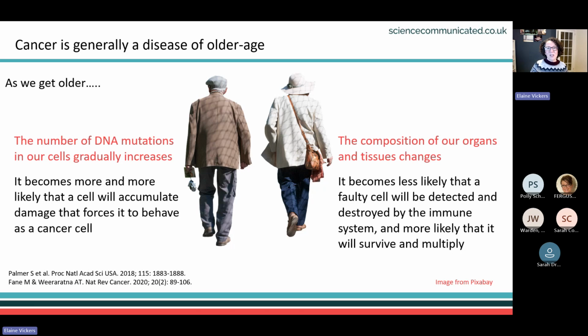So neither of these things on their own is sufficient to cause cancer. We're not going to get cancer just because our immune system becomes less efficient. And we're not going to get cancer just because a cell accumulates mutations, because that cell should be destroyed by our immune system. But as we age, it tends to happen that cells with mutations accumulate and our immune system is less likely to destroy them.